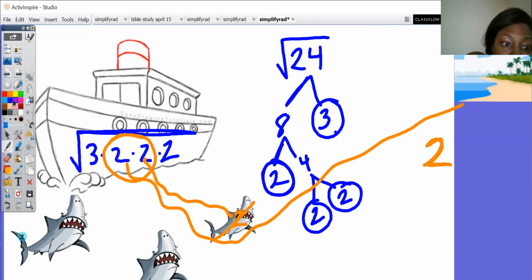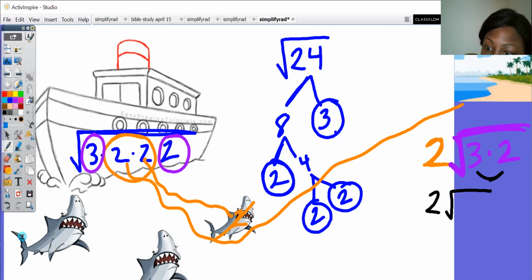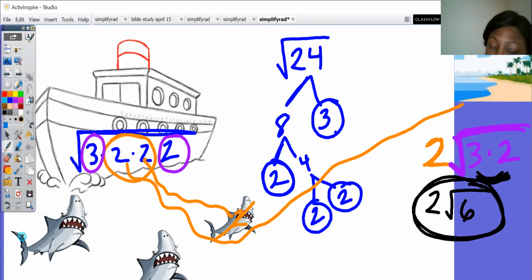Now what we have left is we have a 3. Does he have a pair to try to swim to the island with? No. So that 3 must stay inside of the radical. And this 2 does not have a pair. He doesn't have a friend to swim with him to the island either. So that 2 is also stuck inside of the radical. It's stuck inside of the boat, stuck inside the radical. So this answer would be 2 square root of, we got to multiply these 2 things back together, and it will be 6. 2 square root of 6 will be the answer.